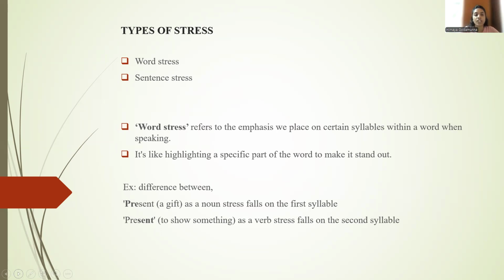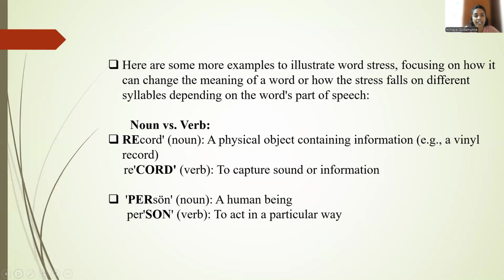First one, the word present. As a noun, stress falls on the first syllable, present. And second, present, as a verb, stress falls on the second syllable. As an example, we can say, she loves presents. Here, as a noun, stress falls on the first syllable. And the second one, she is not present in the meeting. Here, as a verb, stress falls on the second syllable. Now we move to the next slide.